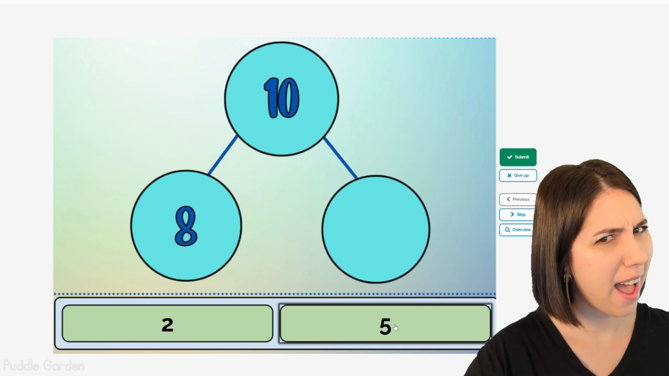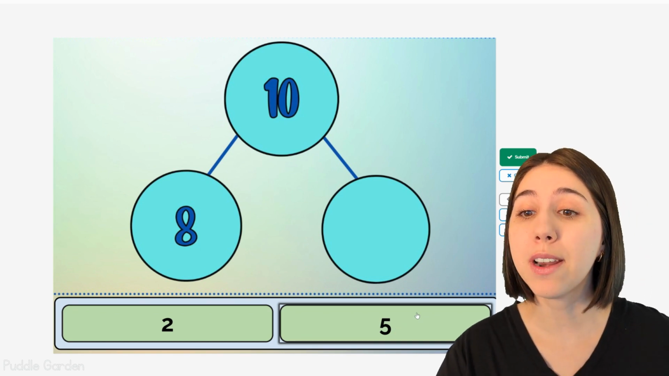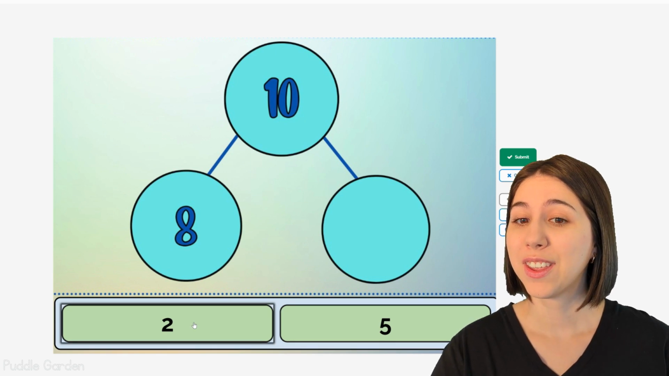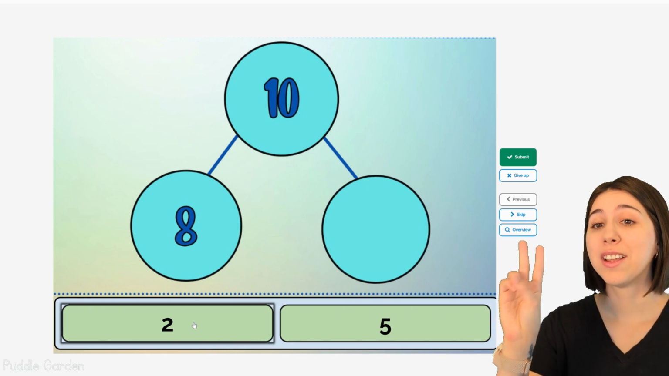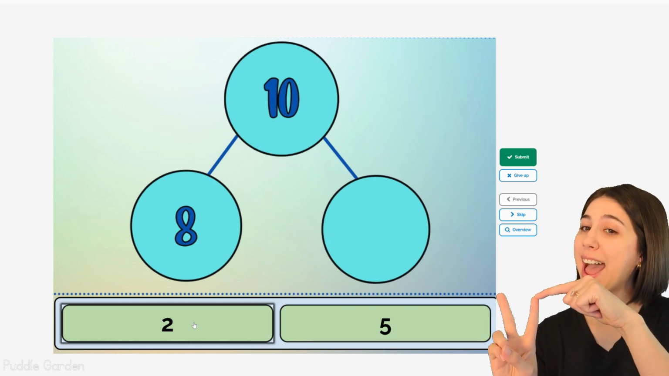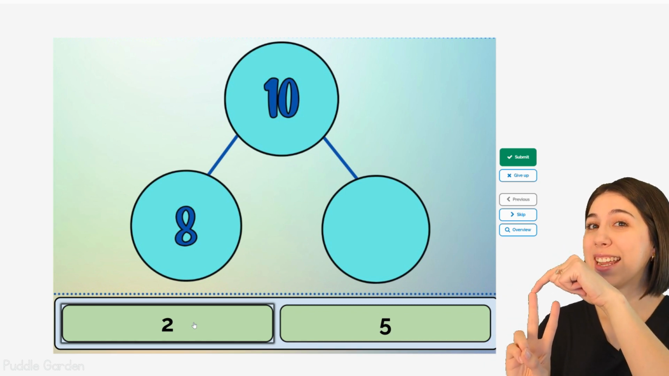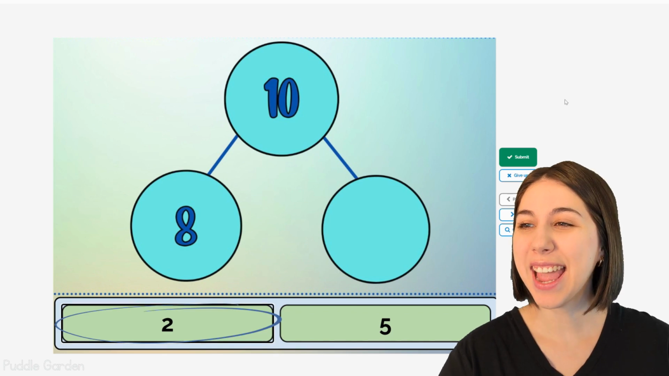Would it be 5? No, that number would be too big. Would it be 2? Let's try it. Hold up 2 fingers for me and we're going to count on. Starting from 8, what comes after 8? 9 and 10. 8 plus 2 equals 10.